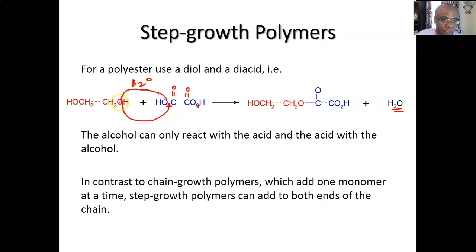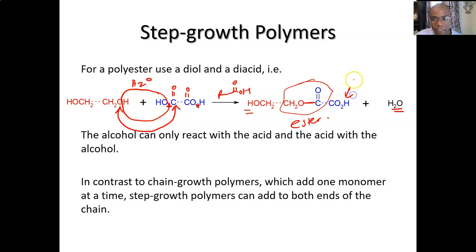You lose water. Click this oxygen to that carbon. Just join them with a bond. You get this bond. And what's this functional group? That's an ester. All right. So this side can react with another carboxylic acid. And this side can react with another alcohol. And the process will go on either side. So the alcohol can only react with the acid, and the acid with the alcohol on either side.